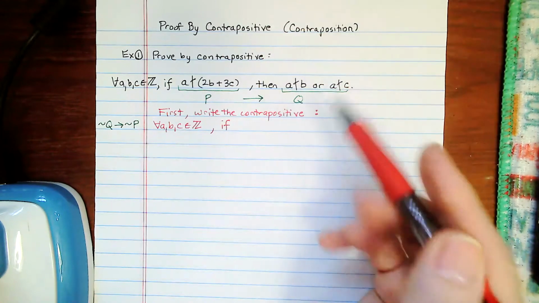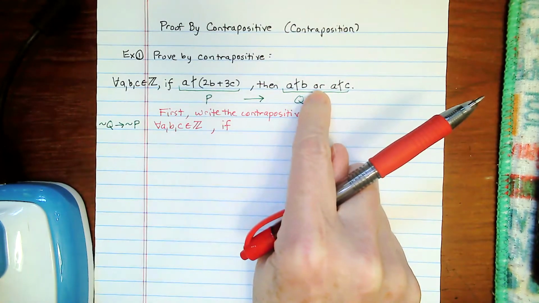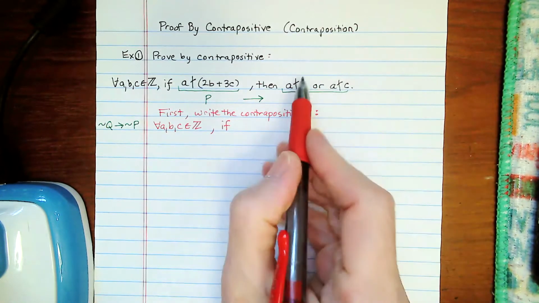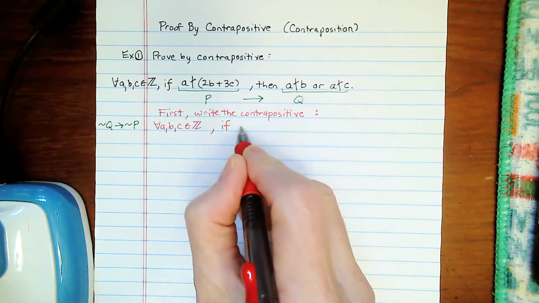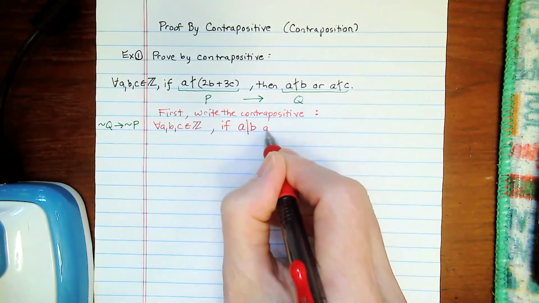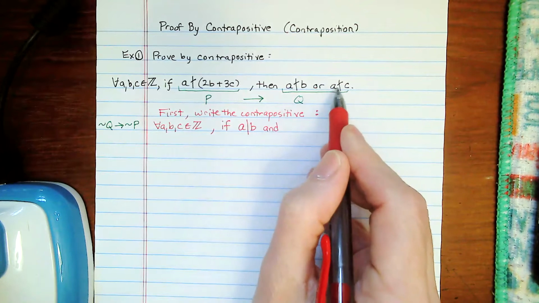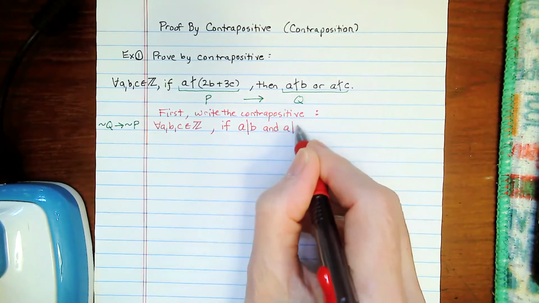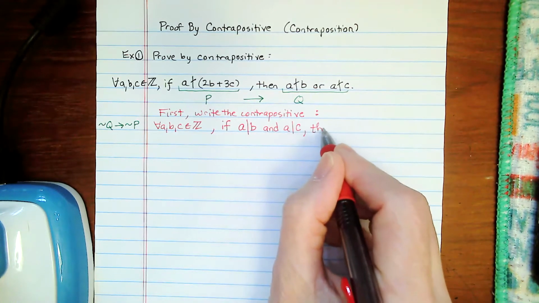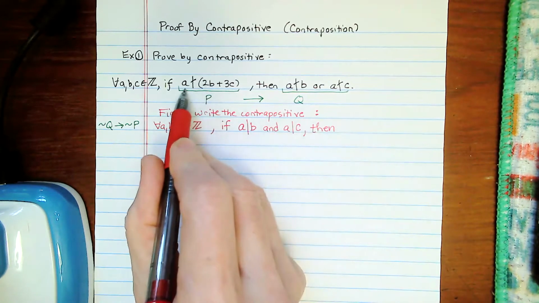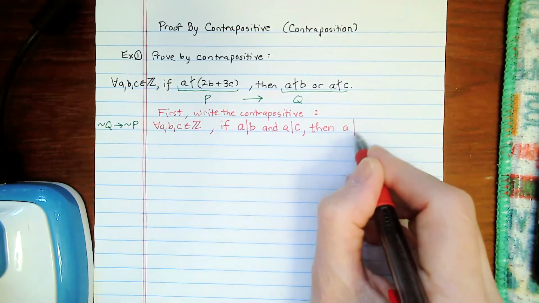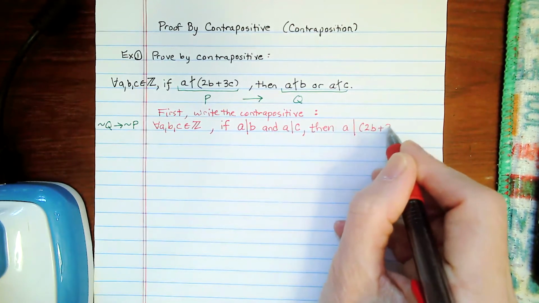So the first thing we have to do is negate an or statement. De Morgan's law says negate each component and change the or to an and. So the negation of a does not divide b, of course, is a does divide b. Change the or to an and. And the negation of a does not divide c is a does divide c. So if not Q, which is what we have there, then not P. And the negation of a does not divide 2b plus 3c is a does divide 2b plus 3c.